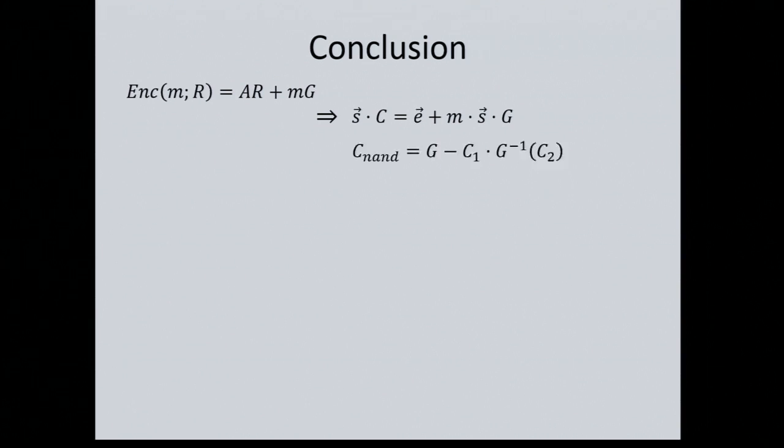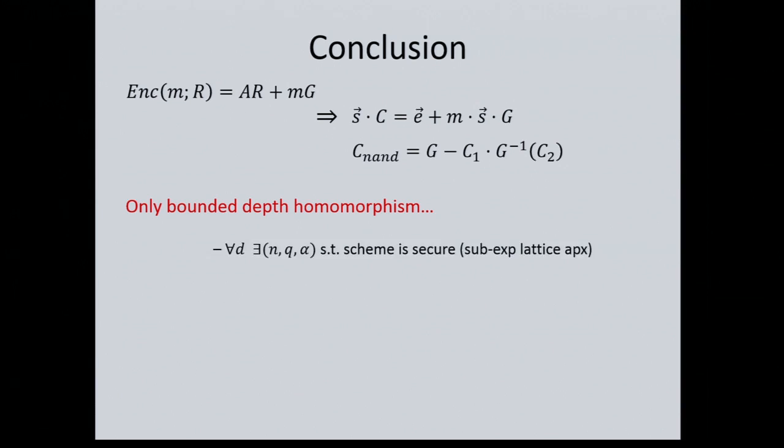So just to wrap up, I'm a little behind, I see. We showed the encryption scheme. The way you encrypt is you take the public key matrix A, multiply it by 0, 1 matrix R, plus mG. The invariant is that when you take your secret key times C, you get noise plus message times SG. To do homomorphic evaluation, I just take two ciphertexts C1 and C2, do the binary decomposition, and multiply. If I want NAND, I take G minus this whole thing, and this just gives us homomorphism. We only saw how to do bounded depth because at some point your noise is going to grow too much and you're not going to be able to decrypt. This is solvable, but not in this talk.